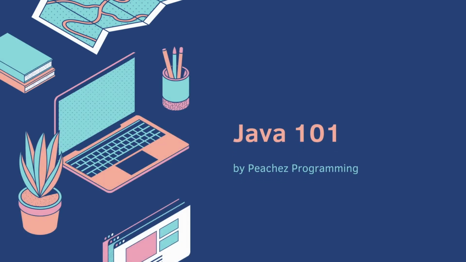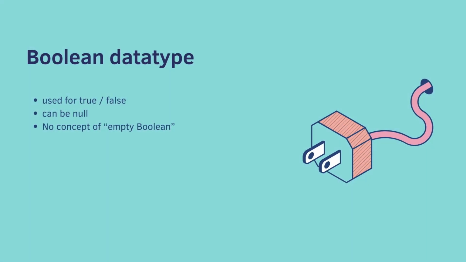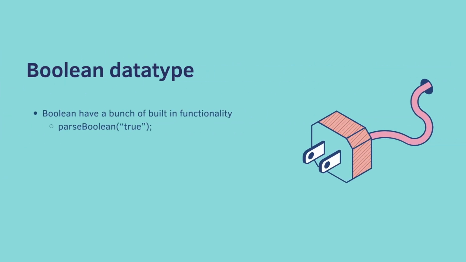Welcome back. Let's cover Booleans in depth. Booleans, again, are used for true or false. They can be null, but there is no concept of an empty Boolean like there is a concept of an empty string, thank goodness. Booleans also have a bunch of built-in functionalities.